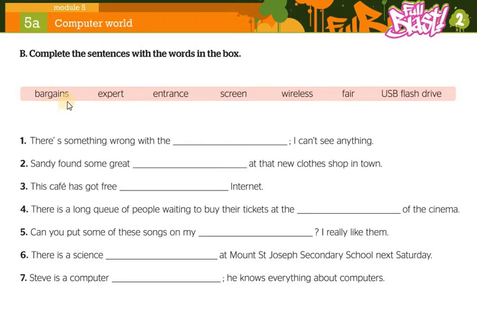Bargains simply means a deal, a good deal, for example, when you want to buy something and you look for a good price. Expert means someone who is really experienced in a field. We say, for example, an expert in physics or an expert on a specific field.